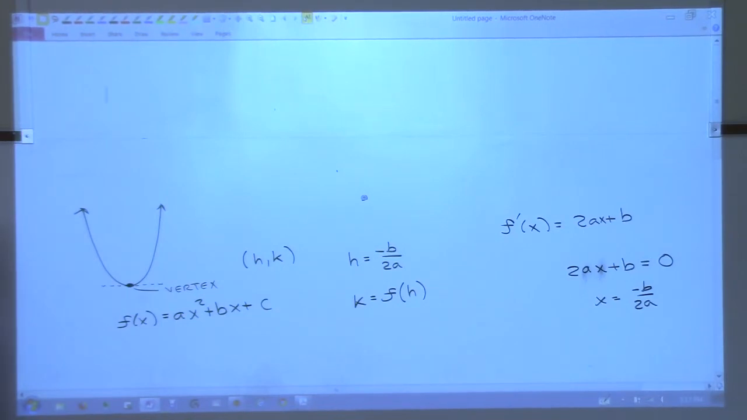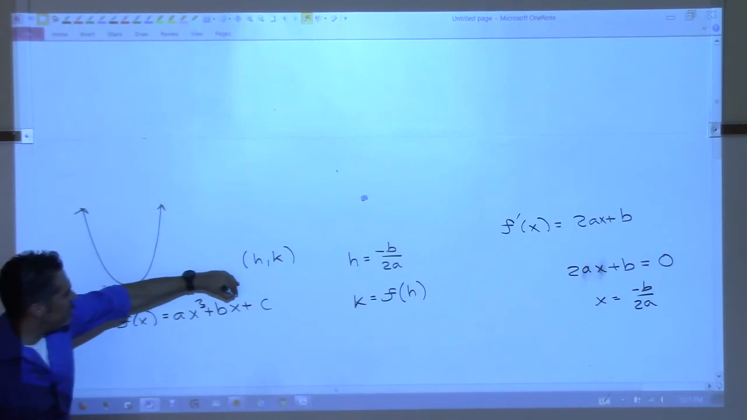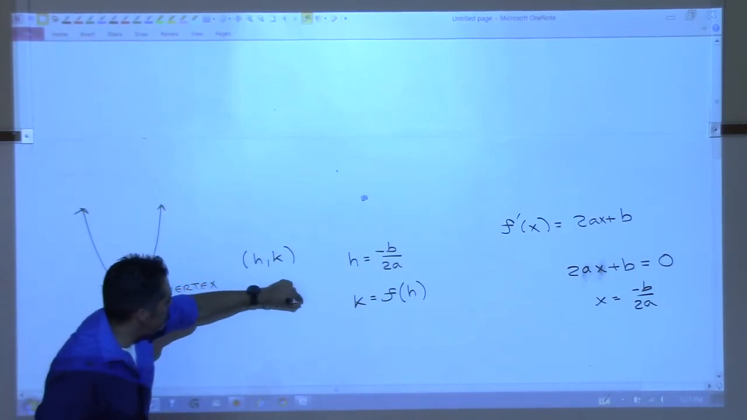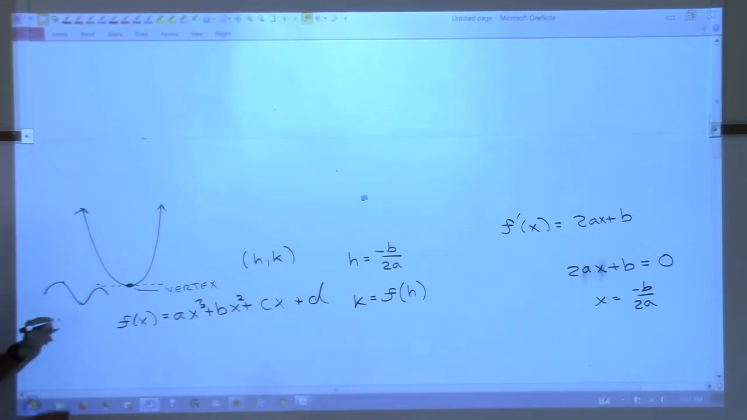I wonder if that would work for a third degree polynomial. So what if this was x to the third, this was x squared, this was x, and this was plus d? Could we find these highest and lowest points? Well, we would have to just take the derivative, set it equal to 0. But that would be a quadratic, so we maybe have 2 solutions. And what if this was fourth degree? Then we'd have to solve a third degree.